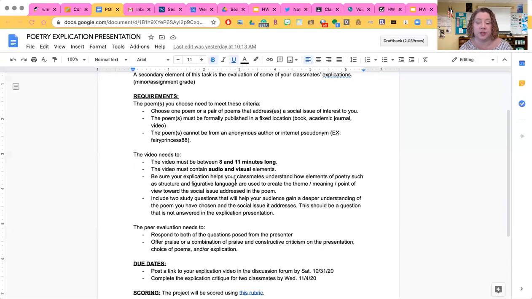But your explication needs to help your classmates understand how elements of poetry are used to create the theme and the meaning of the social issue. So you can talk about metaphor, imagery, structure, stanzas, all that stuff that we do in our 1, 2, 3 analysis, but ultimately it needs to contribute to what the poet is trying to say about this social issue.